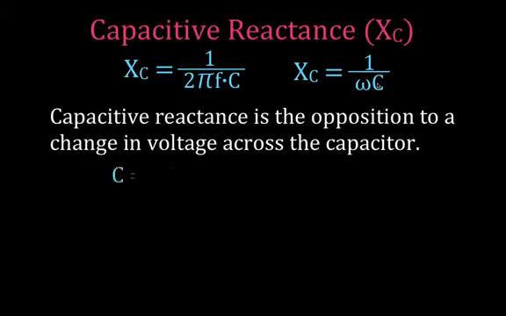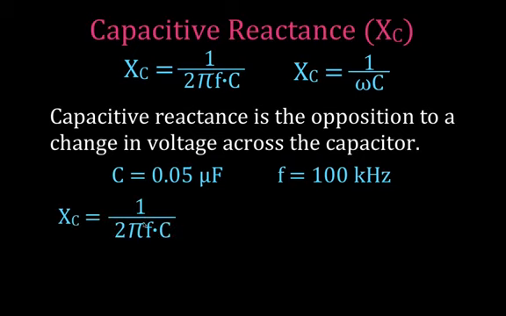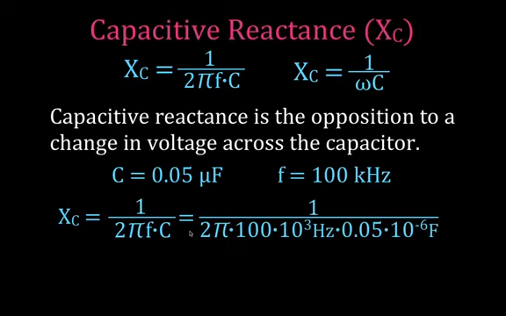All right, so let's say, for example, that we have a capacitor that has a capacitance of 0.05 microfarads, and we have a voltage source that has a frequency of 100 kilohertz. That means when we calculate the capacitive reactance using this equation, it is equal to 1 over 2 pi f times C. That's 1 over 2 times pi times 100 times 10 to the 3 hertz, because we have 100 kilohertz, times 0.05 times 10 to the minus 6 farads, because microfarads is 10 to the minus 6. And we get that the capacitive reactance in this case is 32 ohms.